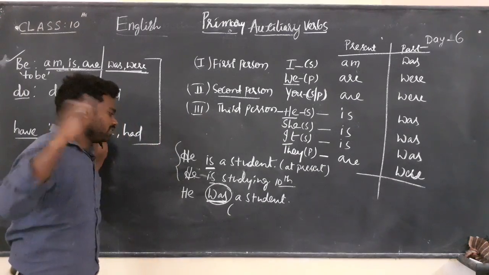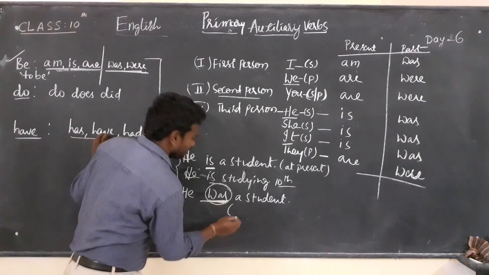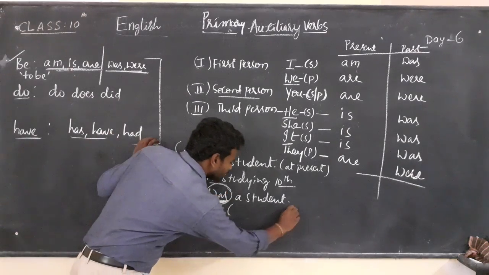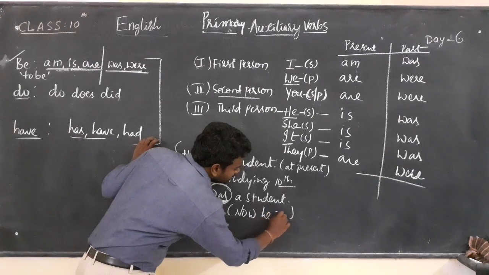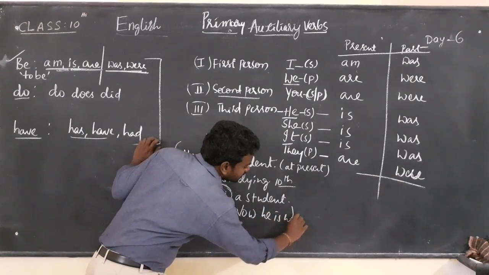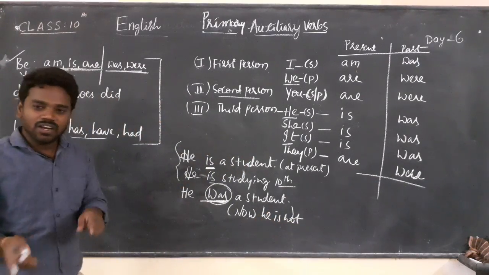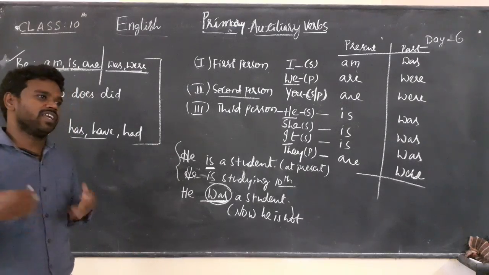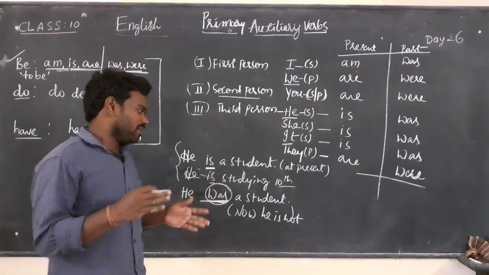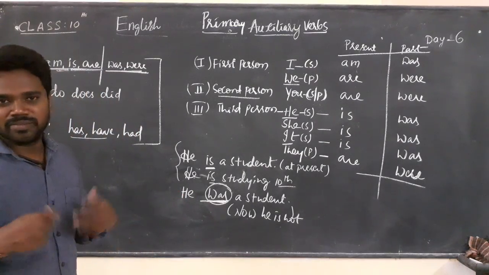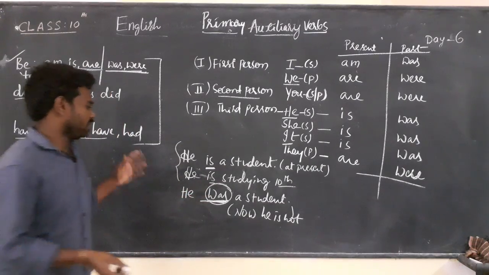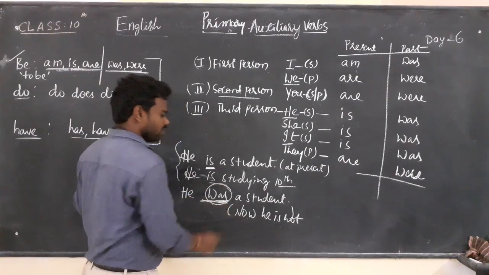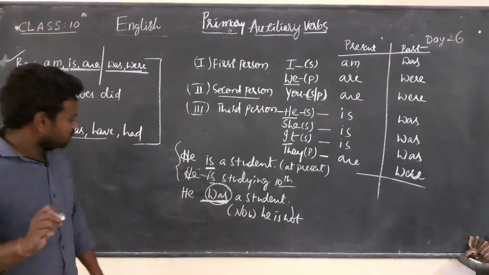So he was a student, right? So here he was a student. That means what here? Now he is not. What is the meaning of he was a student? Now he is not a student. He might be a teacher, he might be a lawyer, he might be a professor, he might be doing business. Whatever it might be, he was a student means now he is not a student.